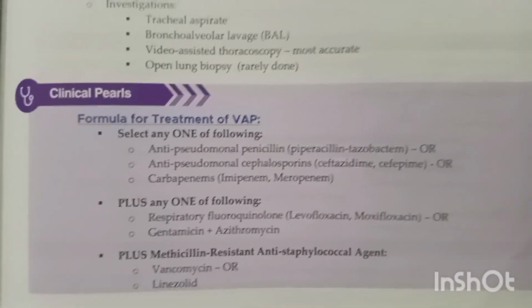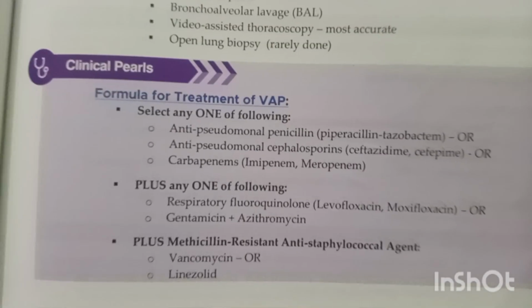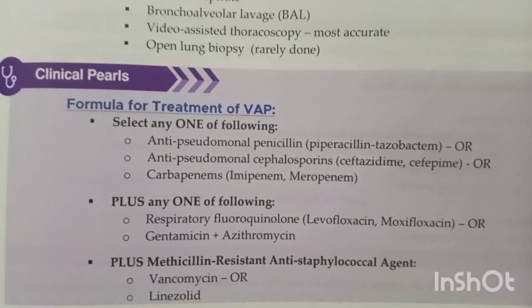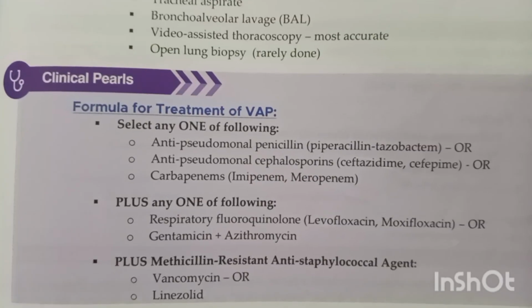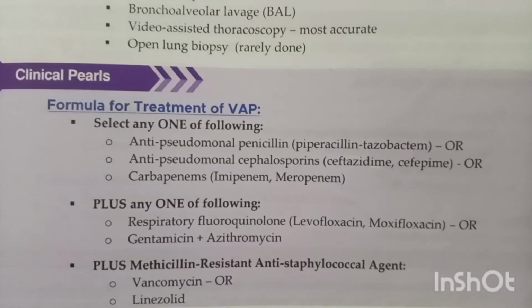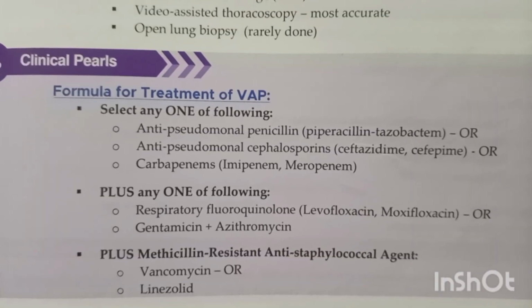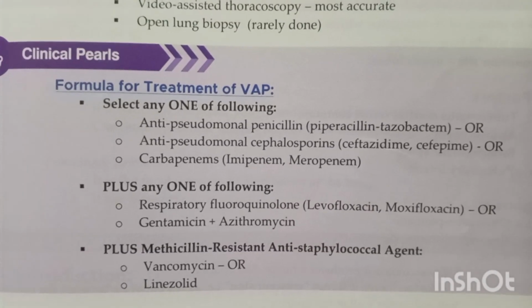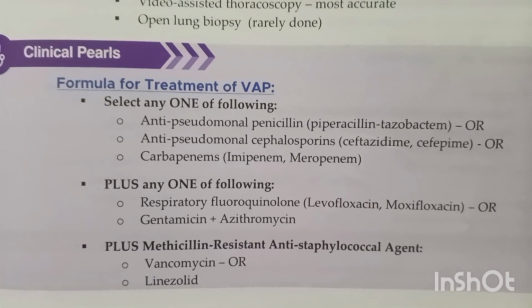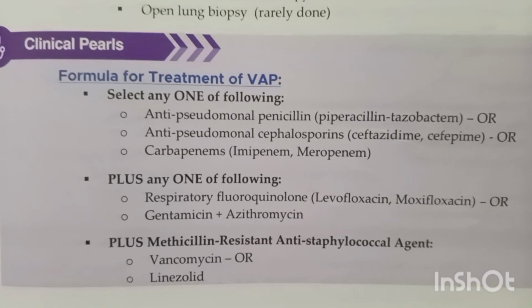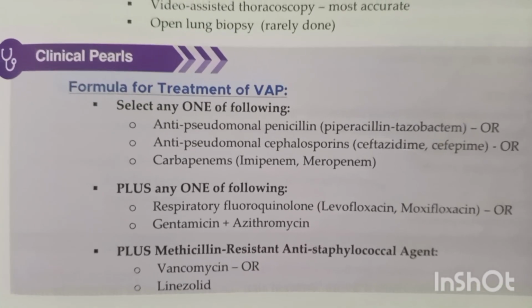So how do we treat ventilator acquired pneumonia? We give anti-pseudomonal penicillin, piperacillin-tazobactam, or we can give cephalosporins, or imipenem, meropenem. You can select any one of these, plus any one of the following: levofloxacin, moxifloxacin, gentamicin, azithromycin, plus MRSA cover. For MRSA, we can select vancomycin or linezolid. This is the treatment of ventilator acquired pneumonia.